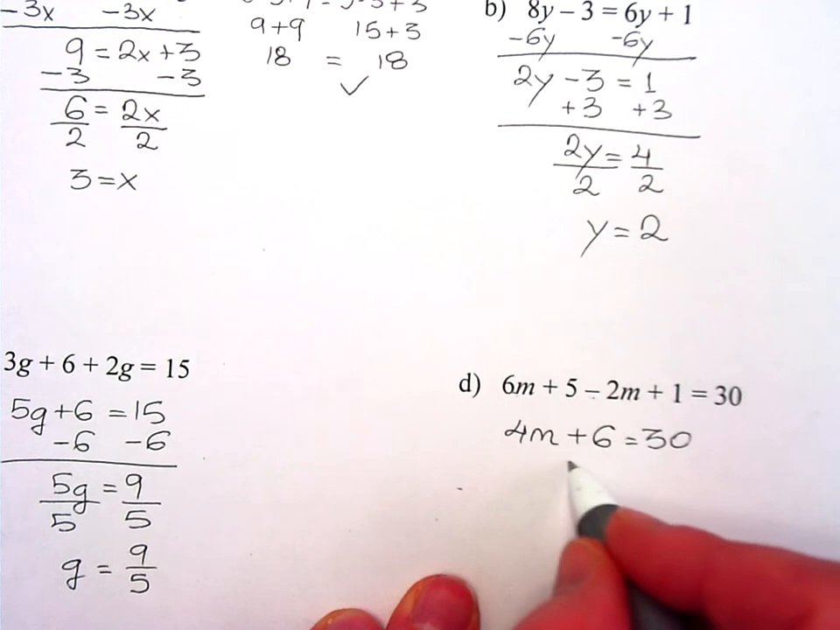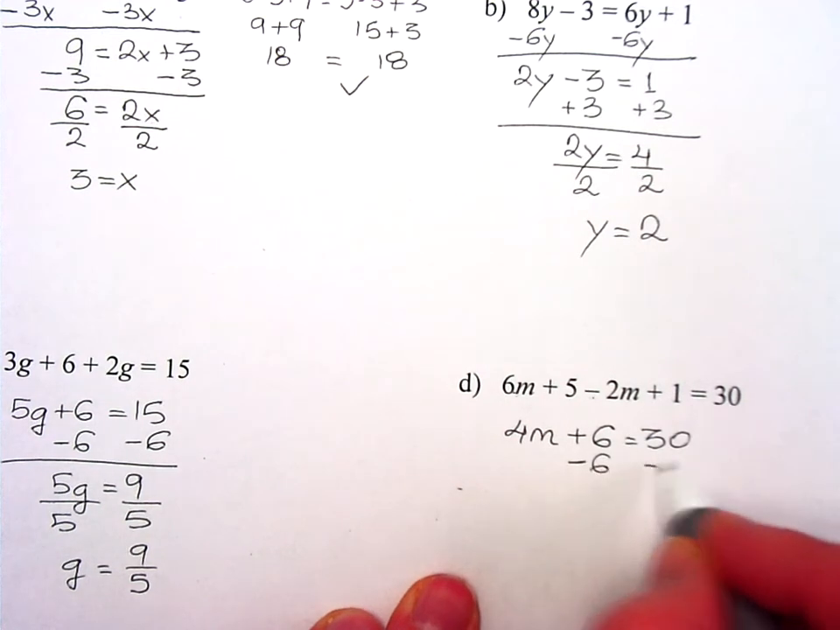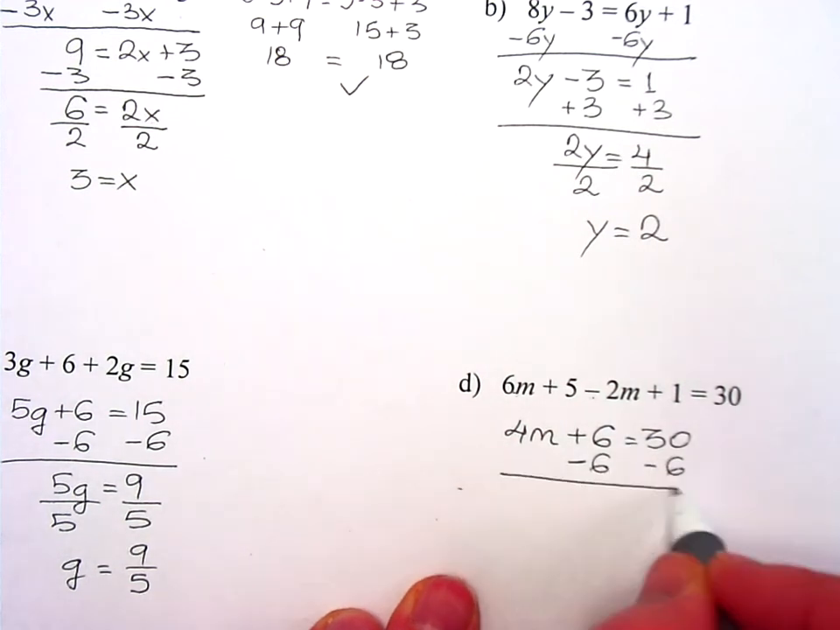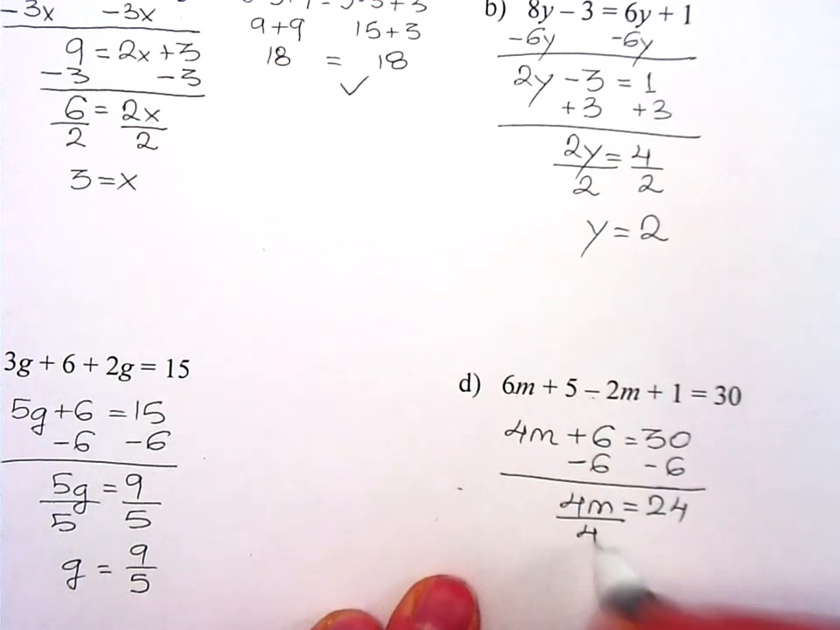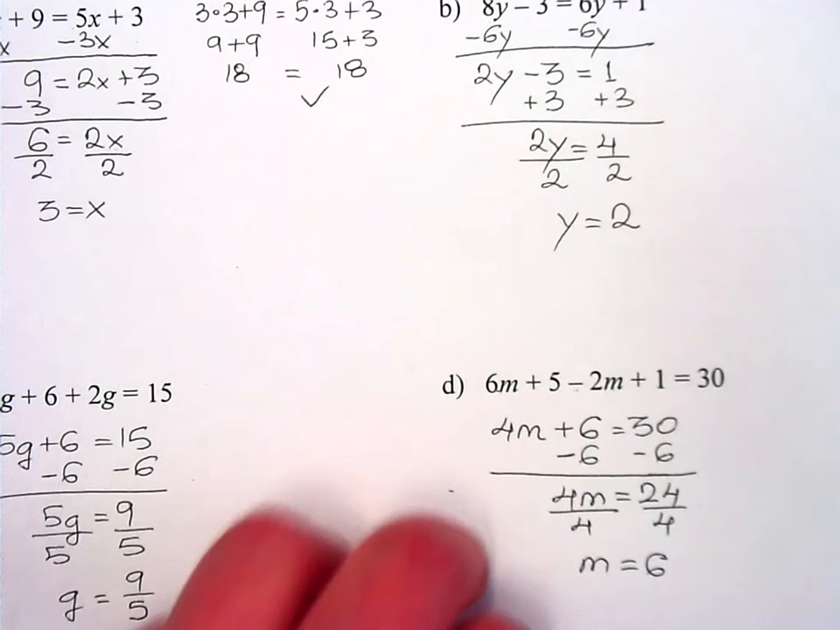Now I have a two-step equation. Undo addition by subtracting. We have 4m equal 24. Divide to undo multiplication, and we have m equal 6. Those are the notes for today.